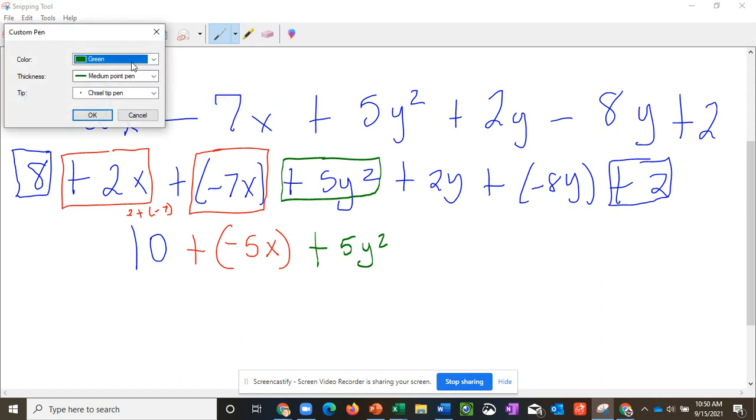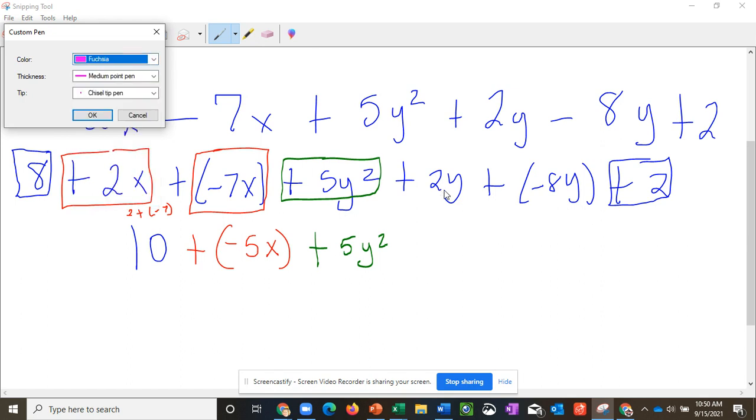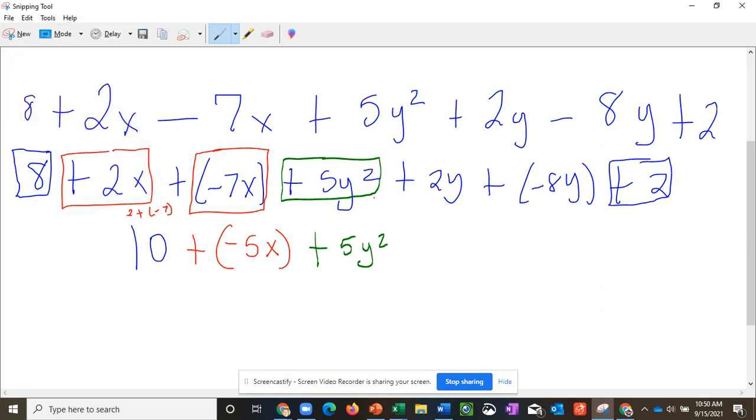And then I am going to look and see what else I have. So I have this 2y. And I have this negative 8y. So again, I'm going to look at the coefficients. So I have 2 plus negative 8, which would be plus negative 6y.